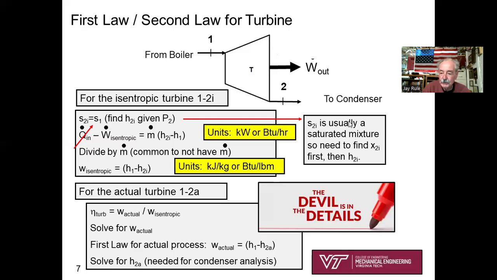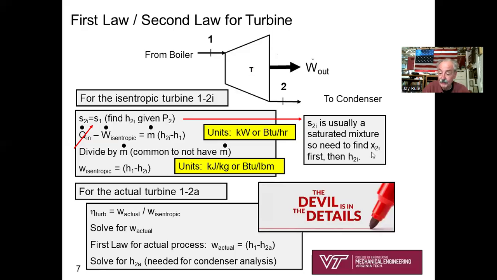S2 isentropic is usually a saturated mixture. Okay, usually for power plants, S2 isentropic is a saturated mixture. So you're going to go to your pressure table, look up S sub G and S sub F, and observe that S2I is in between those two numbers. And if it is, you're going to find X2 isentropic, the quality at state 2 isentropic.